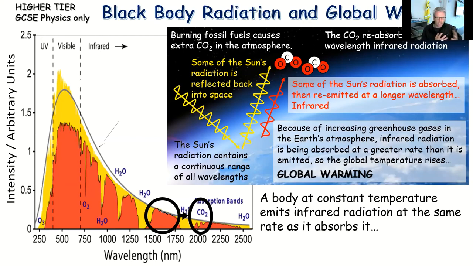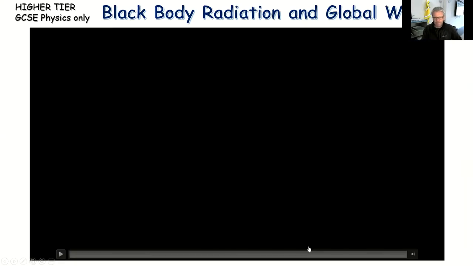So to understand how this occurs, you need to be able to understand what a black body is, i.e. a star, whether it's absorbing all the radiation or not, and what happens to the temperature of an object when we absorb more than we emit, or if we emit more than we absorb, we'd get cooler. So a body at constant temperature emits infrared radiation at the same rate at which it absorbs it.